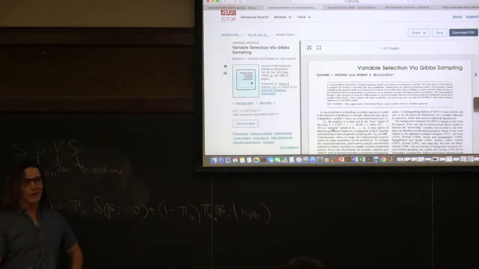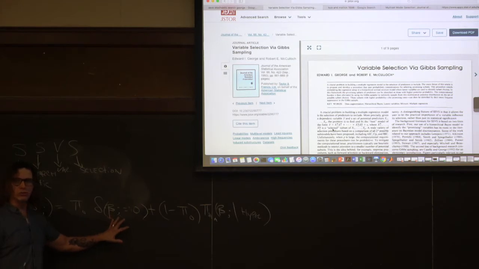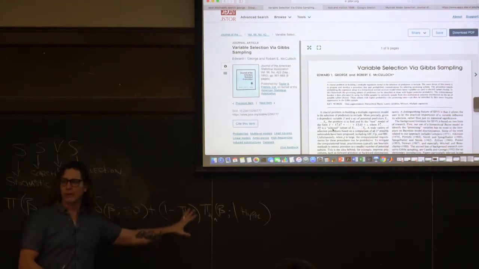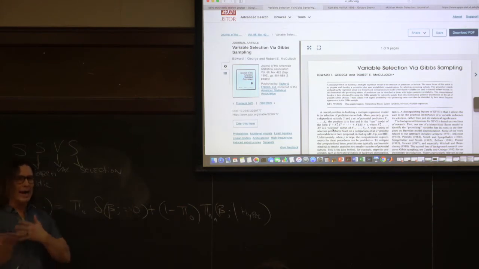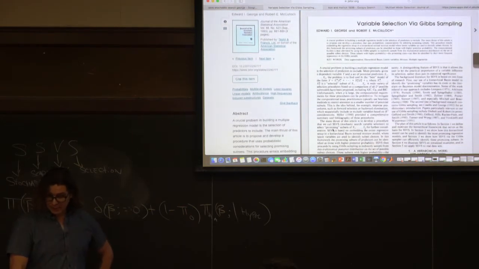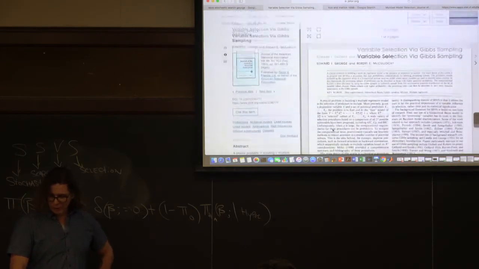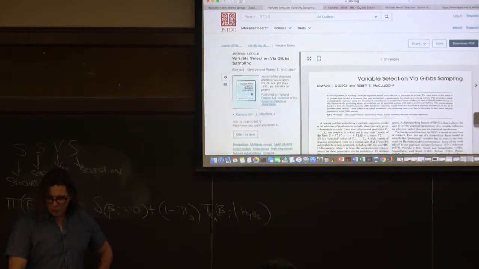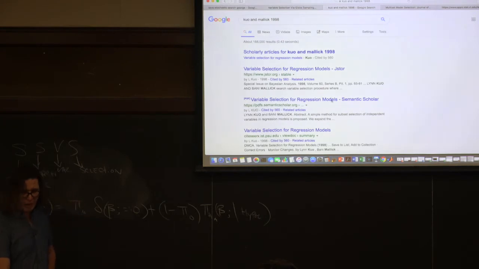But there isn't one implementation of this algorithm that searches through models. Okay, so there's the model that I've told you about, and then there's the algorithm to actually be able to sample from that model. You can read through this paper if you'd like. There's a whole bunch of other papers. This is one of my favorite versions of this algorithm.